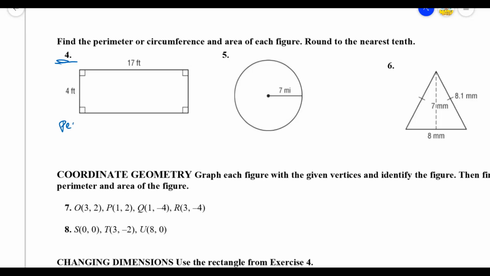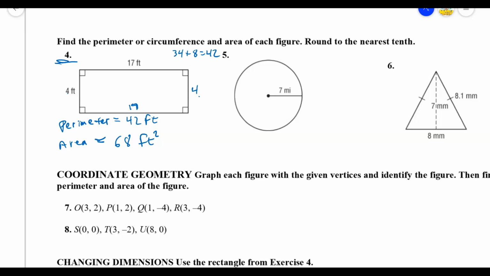Okay, so for perimeter, hopefully we said here that we're going to add up all 4 sides. We'll notice that we have another 17 and another 4. Okay, so 17 times 2 is 34. So I'd have 34 plus 8. 4 and 4 is 8. So I have 34 plus 8 is 42 feet for the perimeter. And then for the area, we are just going to multiply 17 times 4. And I get 68 for that. And that's going to be square feet.